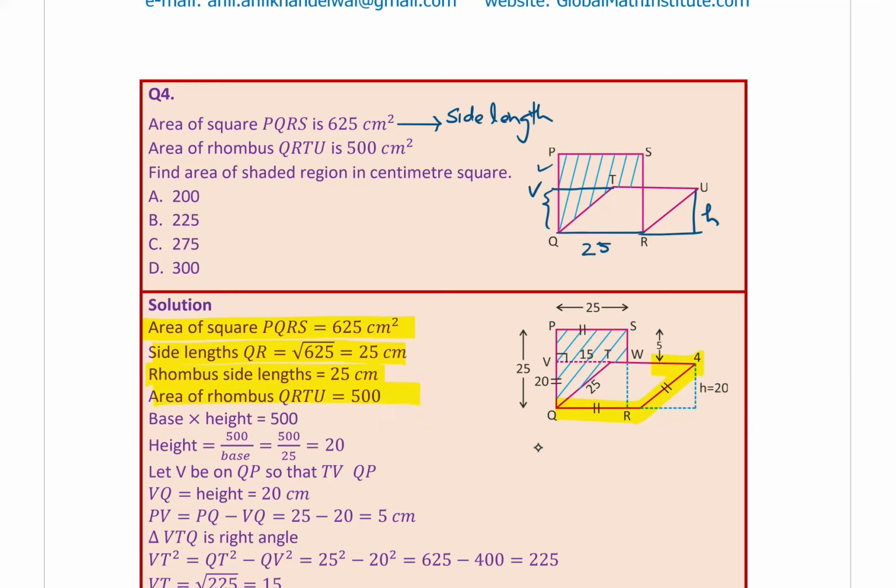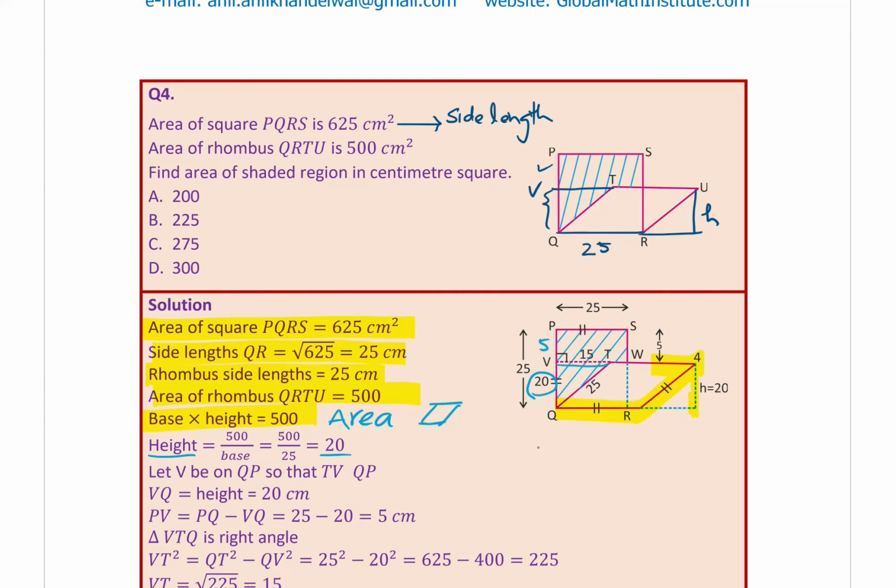Now, we need to find the area. We know the area. We need to find this particular height. So base into height is the area of rhombus, right? So from here we found what height is. Height is 20 for us, right? So we got this height of 20. So we're left with 5 on the other side, right? Diagram is not to the scale. Now this 20 helps us in two ways. It also helps to find this particular length and thereby the triangle area.